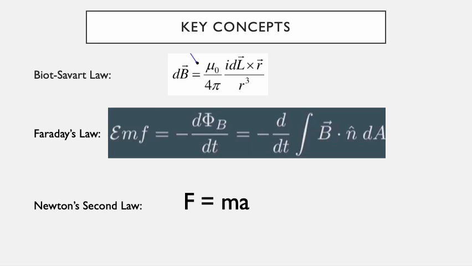Some of the key concepts, i.e. formulas that we're using in this lab, are the Biot-Savart law, which you can see is right up here, and then we'll also be using Faraday's law, which is the one that explains how the magnet slows down going through the tube. I forgot to explain the Biot-Savart law, but this is just the change of magnetic field. And then we have Newton's second law, which is force equals mass times acceleration.